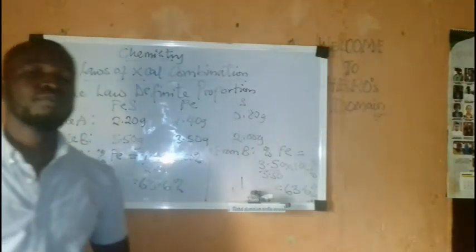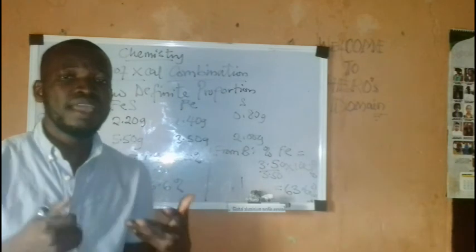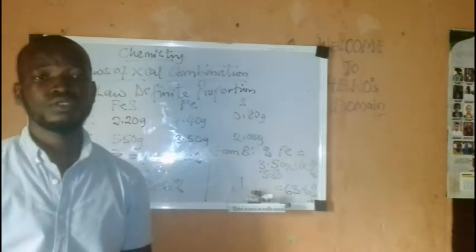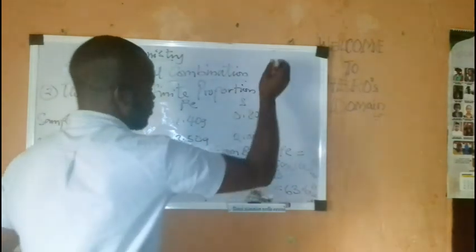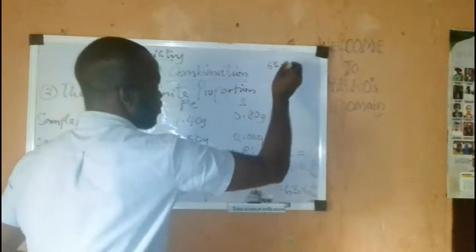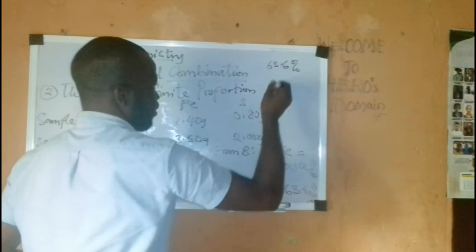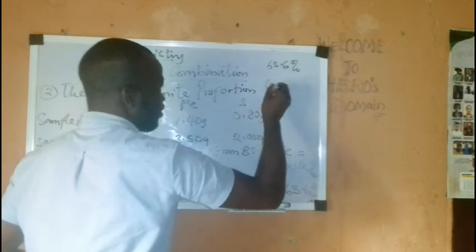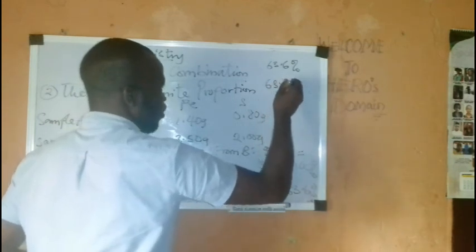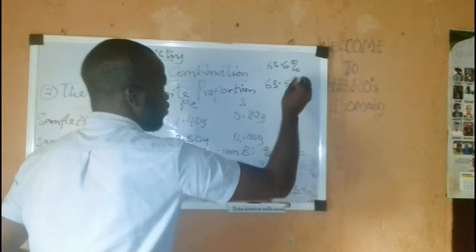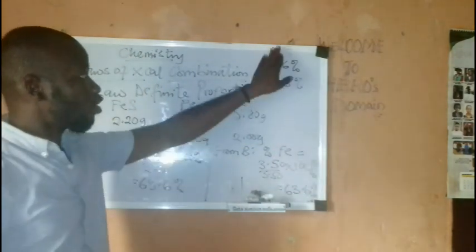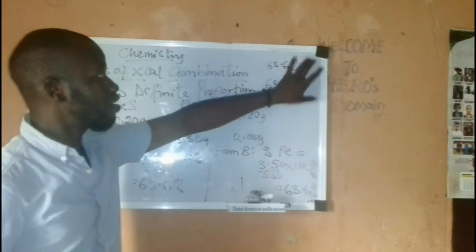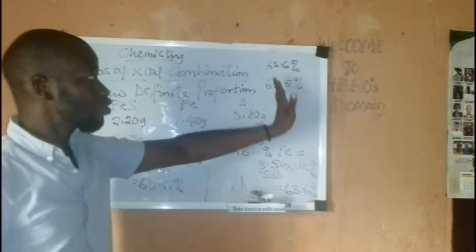So every pure sample of a chemical compound contains the same elements combined in the same proportions by mass. Sometimes you may get a value like, for instance, 63.6% in the first sample, and then in the second sample you may get 63.65%. This is also correct. It also obeys the law within estimable errors. So this is also correct.